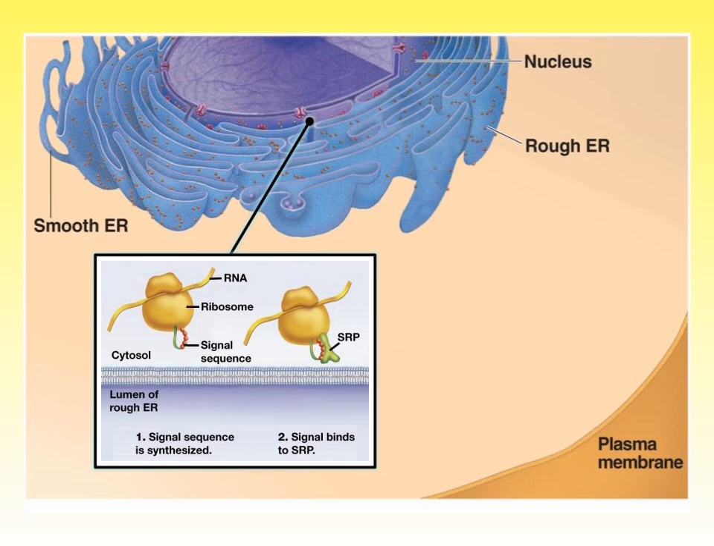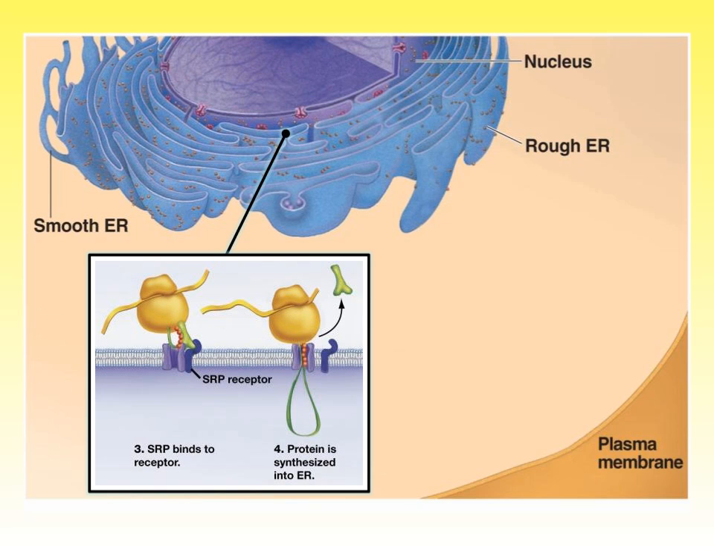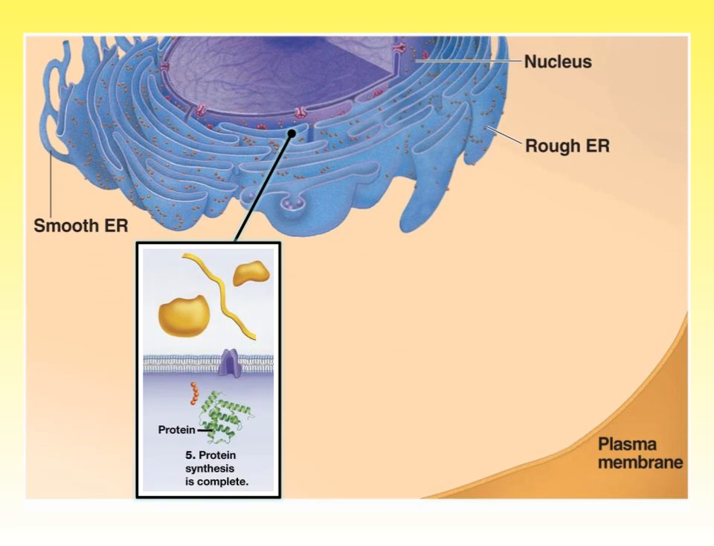A signal sequence is then synthesized by the ribosome, and this signal binds to a signal recognition particle, or SRP, in the cytosol. The SRP then binds to an SRP receptor protein embedded in the membrane of the endoplasmic reticulum. This activates the ribosome, and it synthesizes the rest of the protein per the RNA instructions. The ribosome, RNA, and SRP disassemble when protein synthesis is complete.